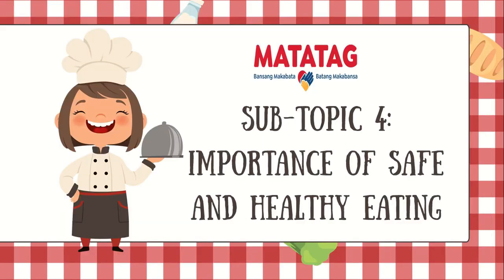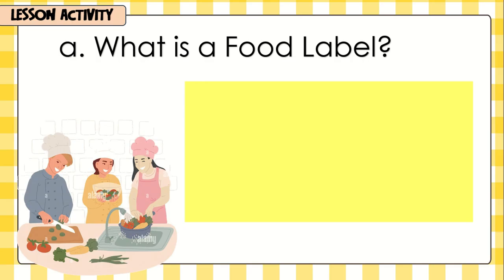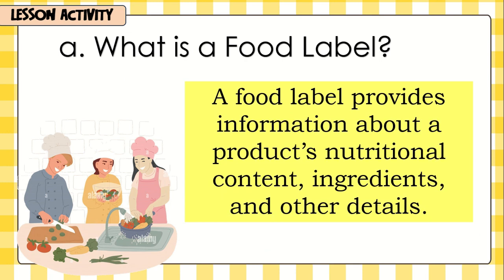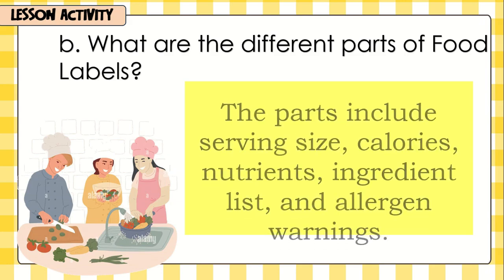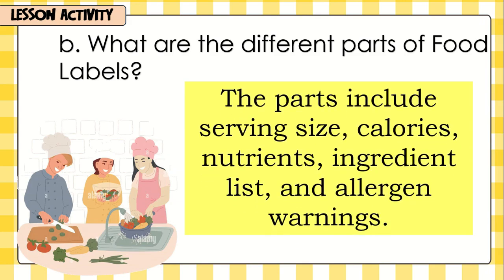Subtopic 4: Importance of safe and healthy eating. What is a food label? You're right. A food label provides information about a product's nutritional content, ingredients, and other details. What are the different parts of food labels? Very good. The parts include serving size, calories, nutrients, ingredient list, and allergen warnings.